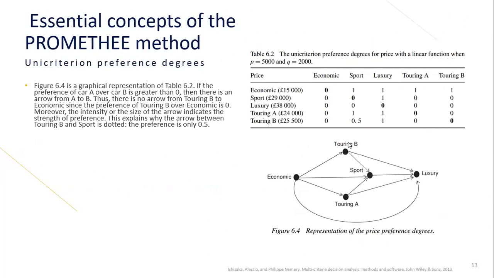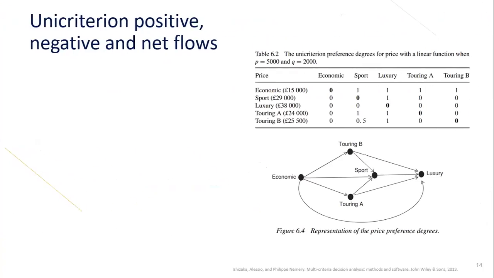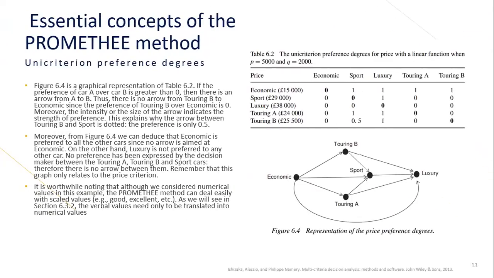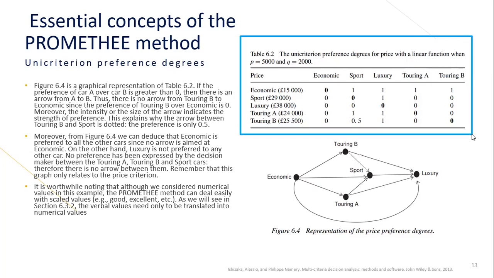Next step, based on the table that we have there, you need to create a graph that represents the preference degree here. For example, if you see the graph of the price, 0 means economic to economic. We don't have the graph.